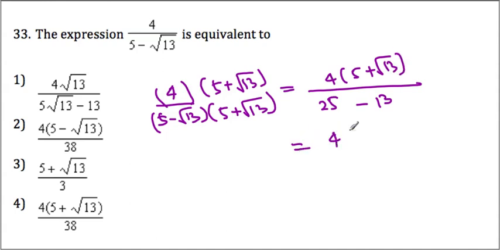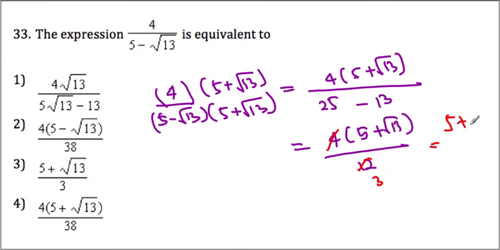Then 25 minus 13 over here becomes 12. But 4 can cancel out here, becomes 3. So we have 5 plus square root of 13 over 3. That becomes our answer, which is choice 3.